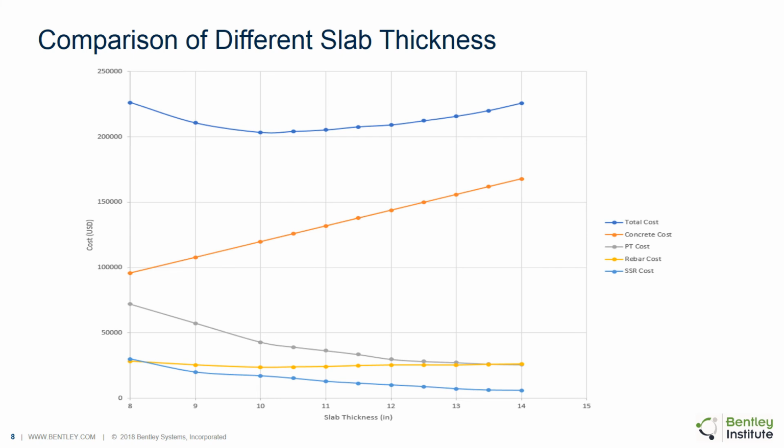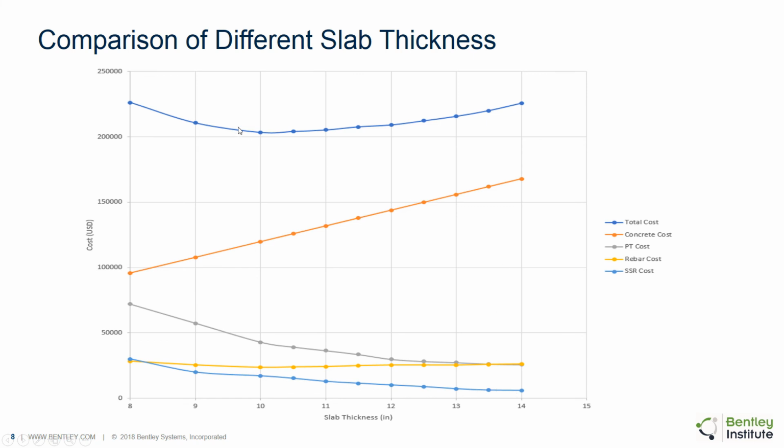So there was a huge savings in time to be able to produce this sort of chart, which also creates an enormous amount of insight. So we can see from looking at this chart, we're looking at individual costs plotted near the bottom there. We've got concrete costs, which are increasing linearly, which isn't surprising. Our PT costs tend to go down as the slab gets thicker. Our rebar costs stay fairly constant, and our punching shear reinforcement costs go down as we thicken the slab as well, which is also no surprise.